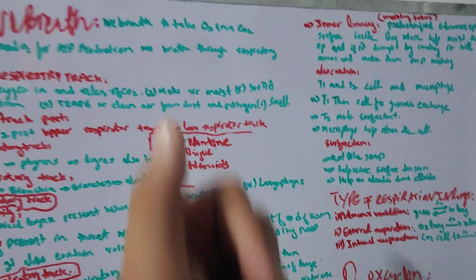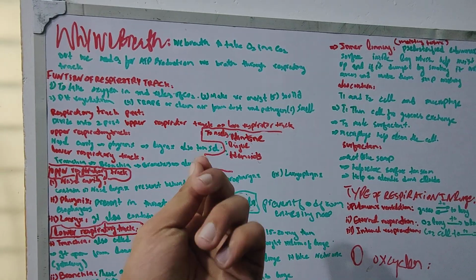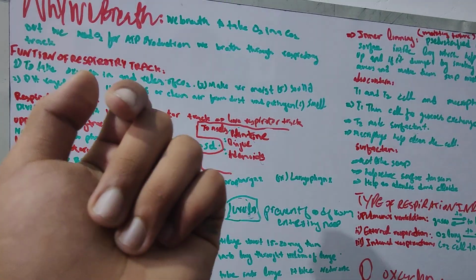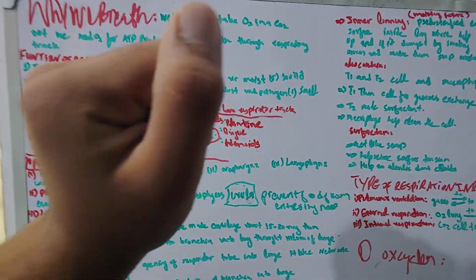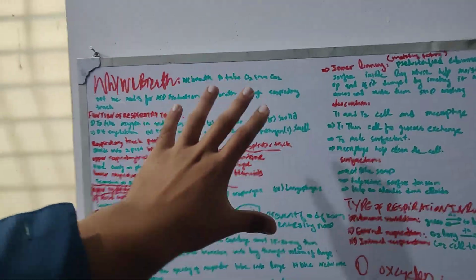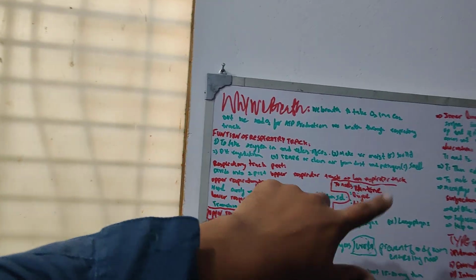Then sound. As we know, the larynx is present in the throat. In the pharynx, the larynx is present, where the voice box and vocal cords are, which make the sound. So its function is sound.